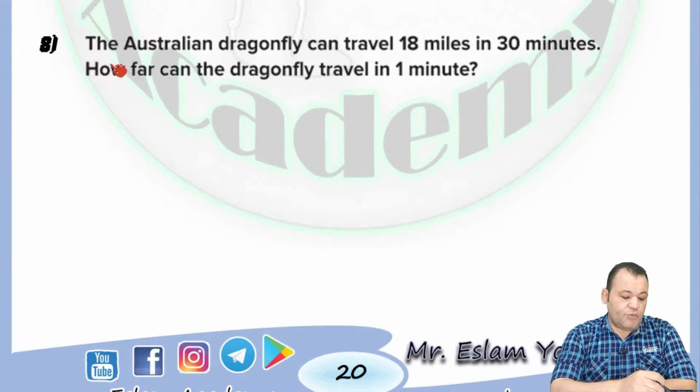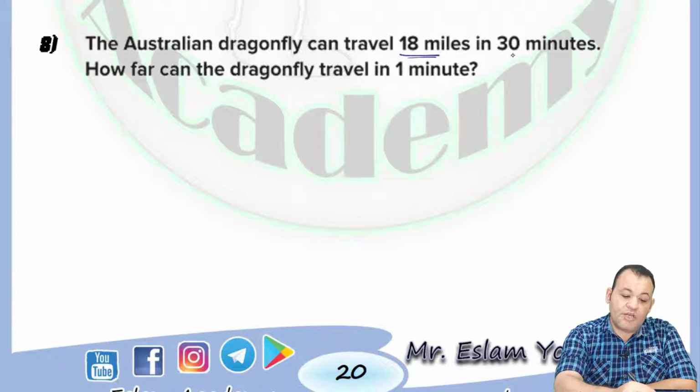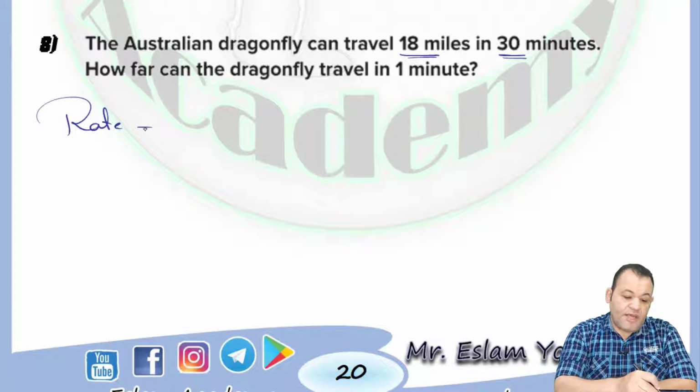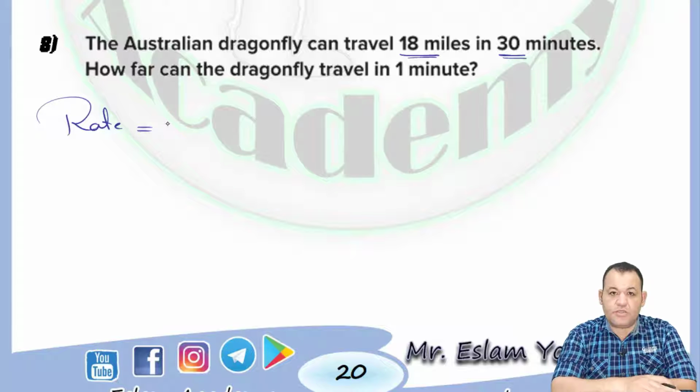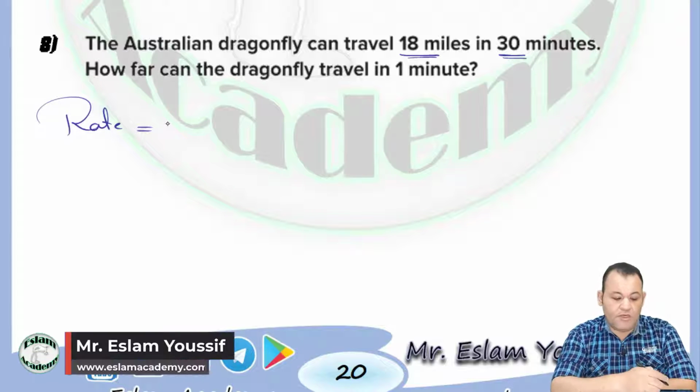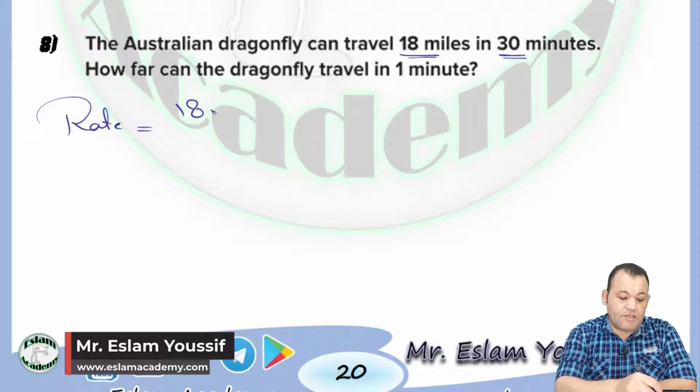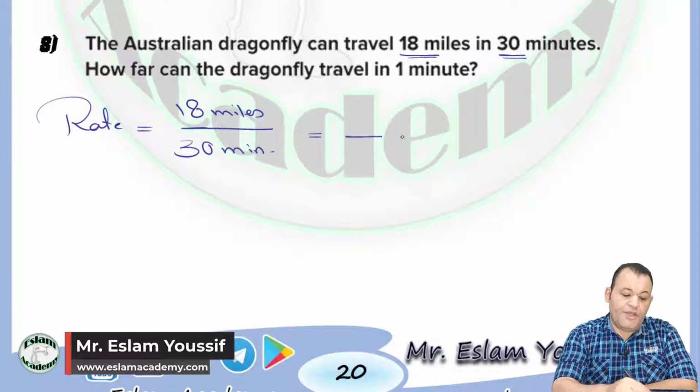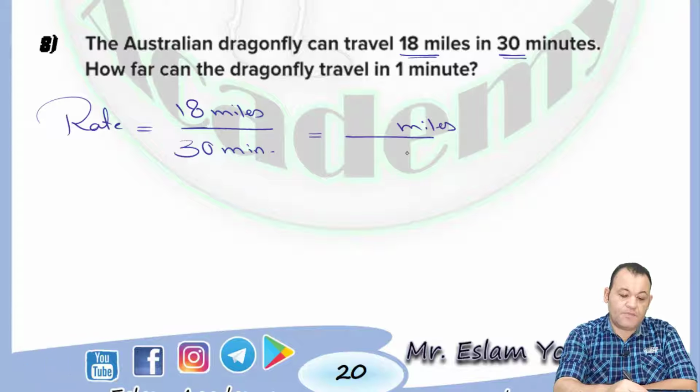In question number 8 we have the Australian dragonfly can travel 18 miles in 30 minutes. How far can the dragonfly travel in 1 minute? So we need to compare the number of miles to the number of minutes. So now we have to find the rate. The rate that we have now compares two different units, the number of miles to the number of minutes. So we have here 18 miles in 30 minutes. We need to find how many miles in 1 minute.